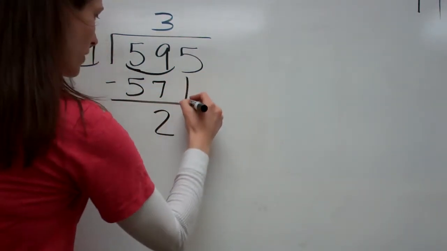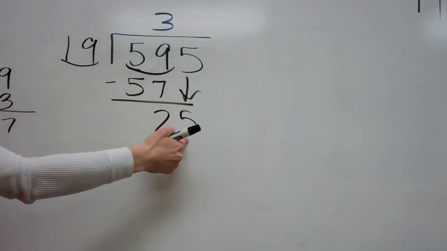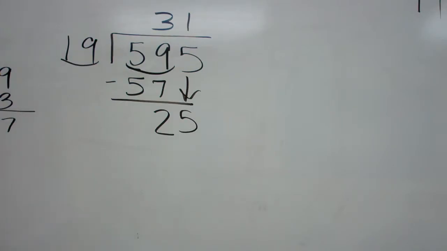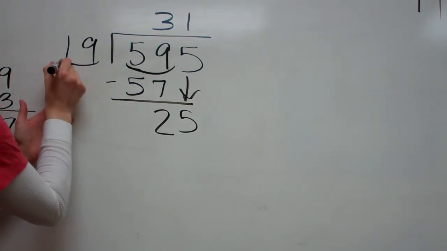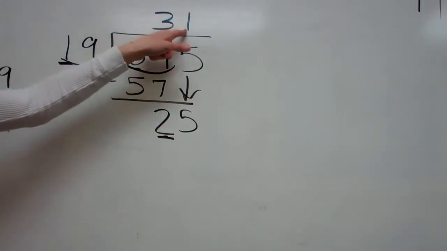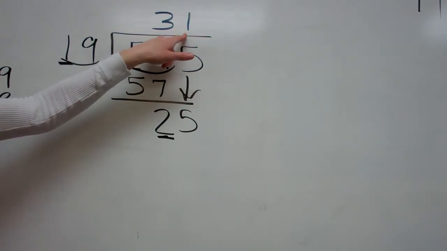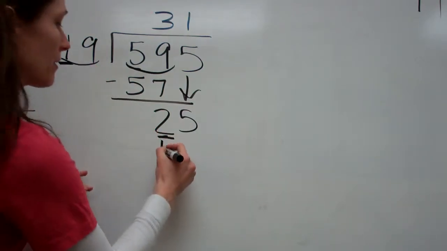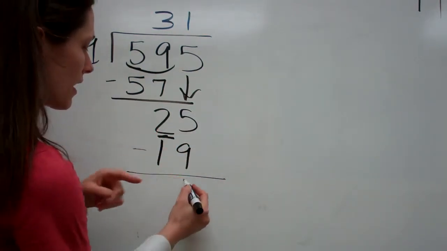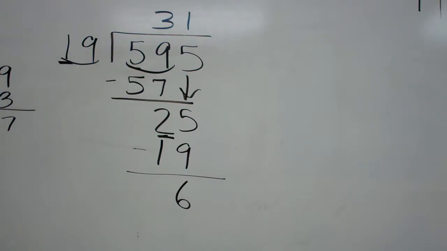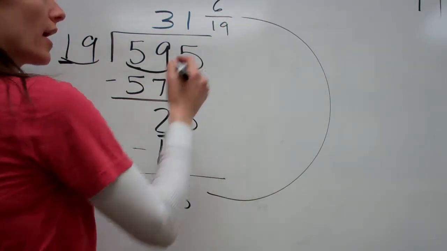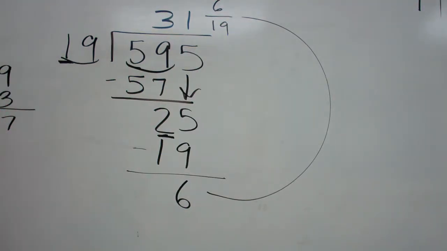Bring down my 5. How many 19s will go into 25? 1. You can actually see that one, but if we couldn't, we could underline that and that to try to get our next number. Does everybody understand what I'm saying? You don't have to. This is just for help, okay? And then I would end up getting 19, and then I would subtract that and get 6, okay? So I would bring it up. That's what I usually do. Does everybody understand? Okay, yes.